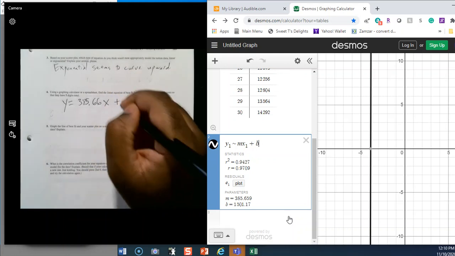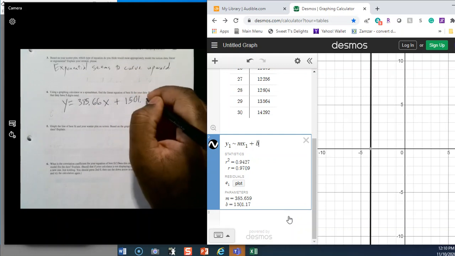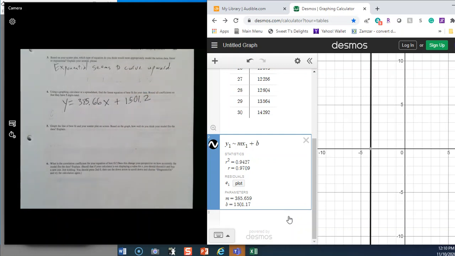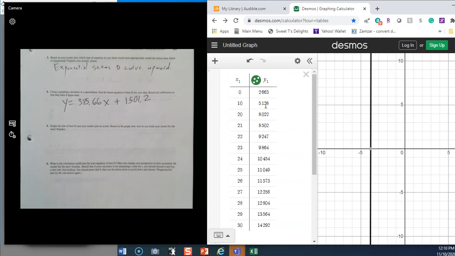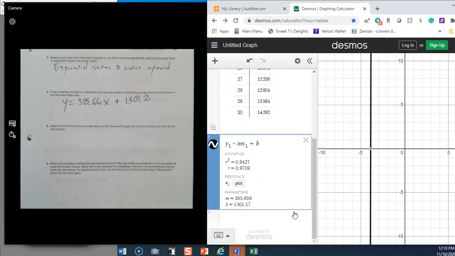Okay, now our b. Our b will be 1501.2. I just have to make sure, let me just make sure. I should have checked this before to make sure that I had all of the values in correctly. Oh yeah, I have all of them in correctly. Okay, so this is our linear equation.